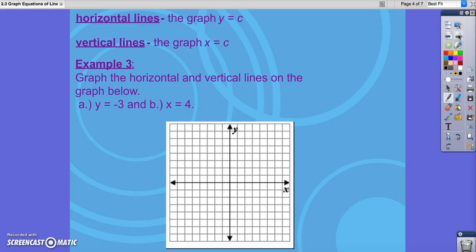Now, what if we have horizontal or vertical lines? Because I know we had one like that in assignment 1. So let's talk about that for a minute. If it's a horizontal line, it's y equals C. If it's vertical, it's x equals C. C stands for whatever number it is.